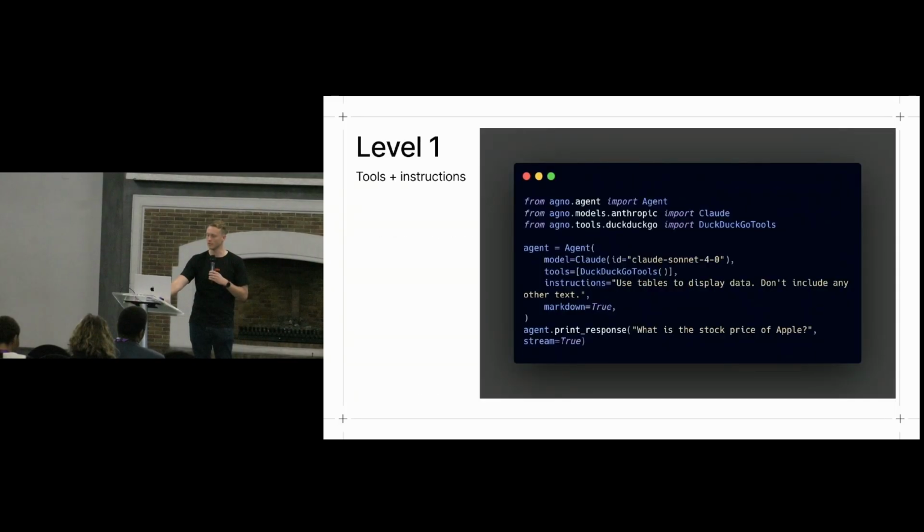So here is a more complete example. Here we give it DuckDuckGo tools, so tools to use the DuckDuckGo search engine. And we give it instructions. Please use tables to display your data. Don't include any other text, only tables. And then we ask it to go find the latest stock price of Apple. And then it'll produce a little table for us.